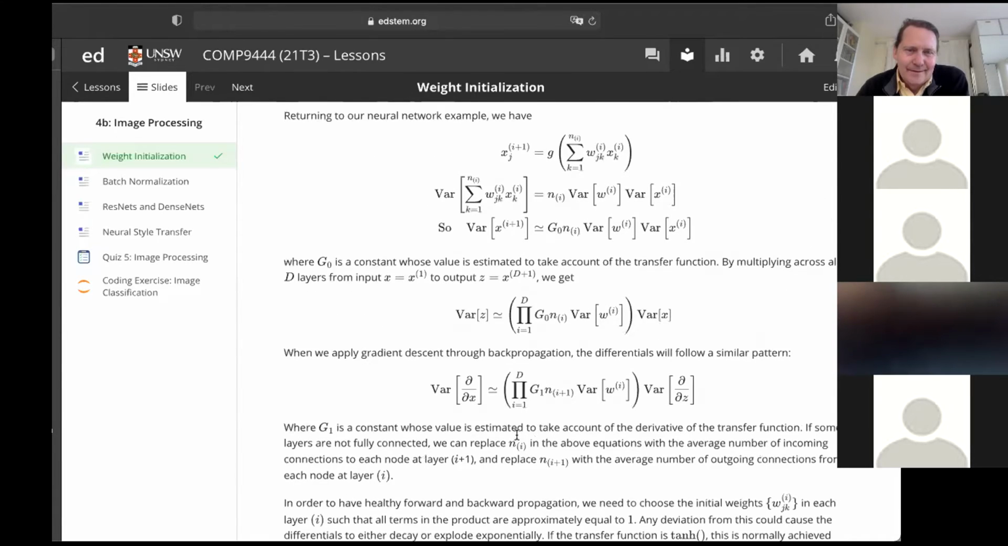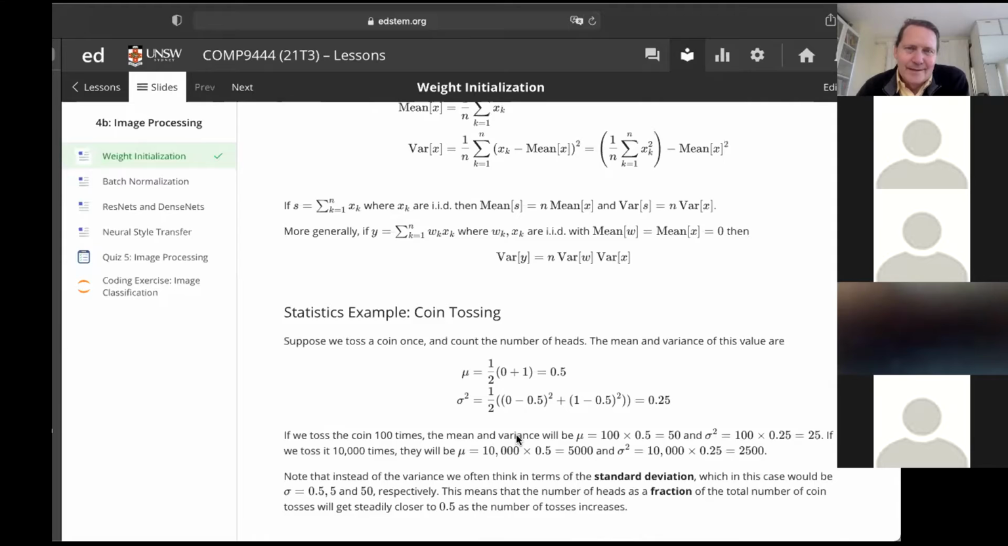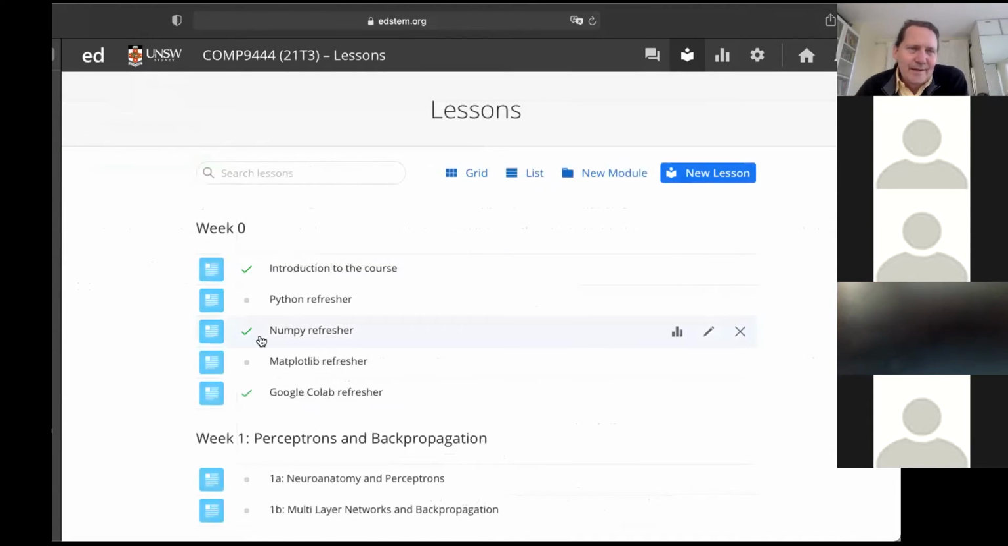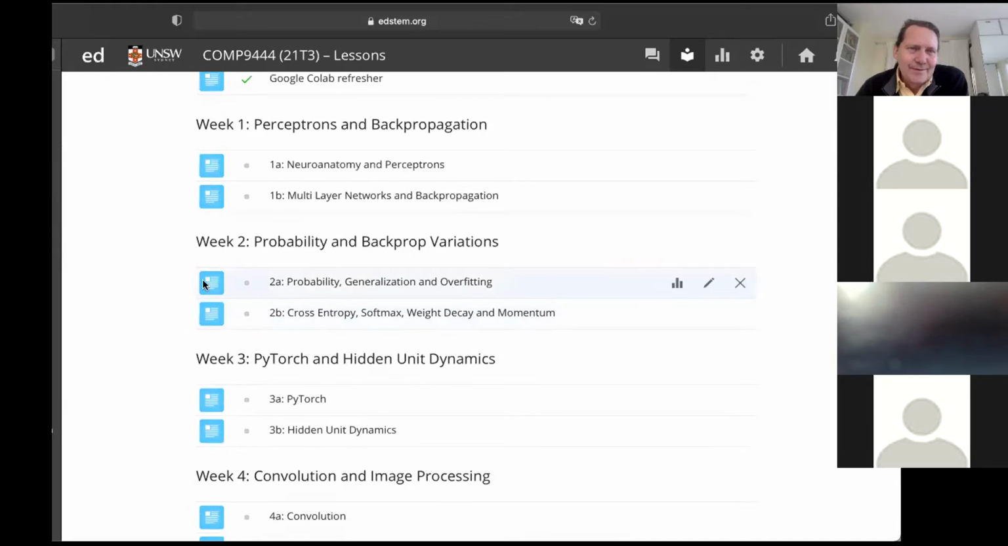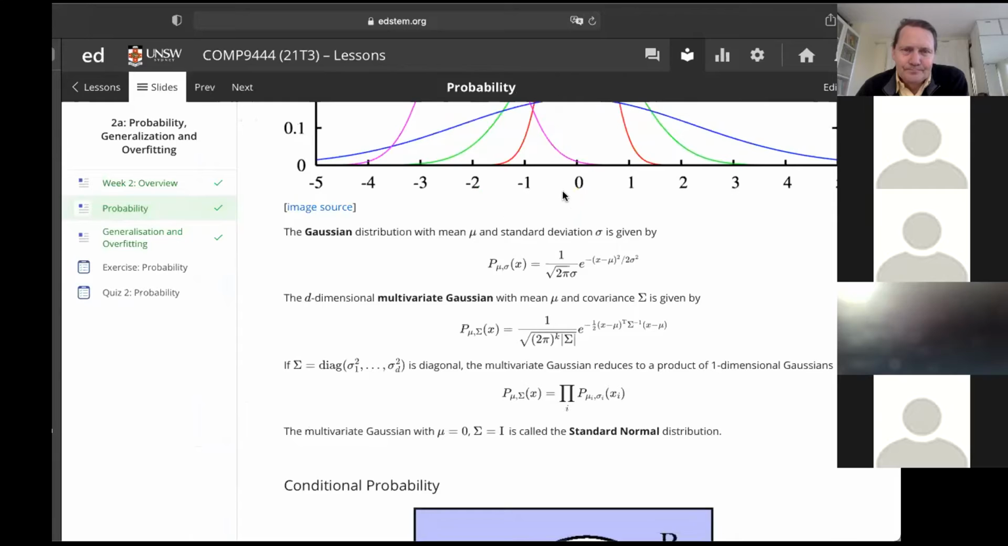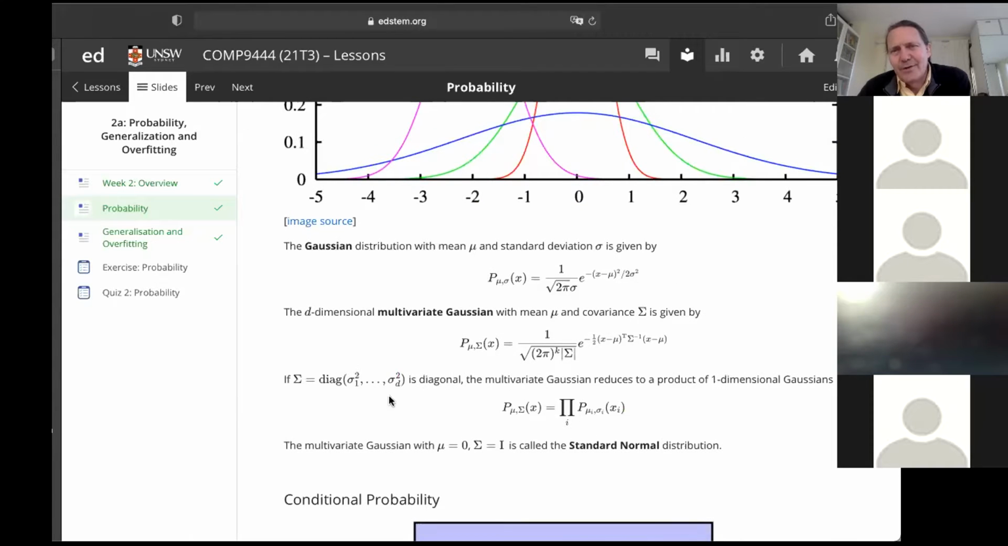This is where Gaussian distributions are used. So yeah, that's interesting. Anyway, like I say, I could have put the coin tossing example in here, but then by the time we got to week 4, you might have forgotten it.